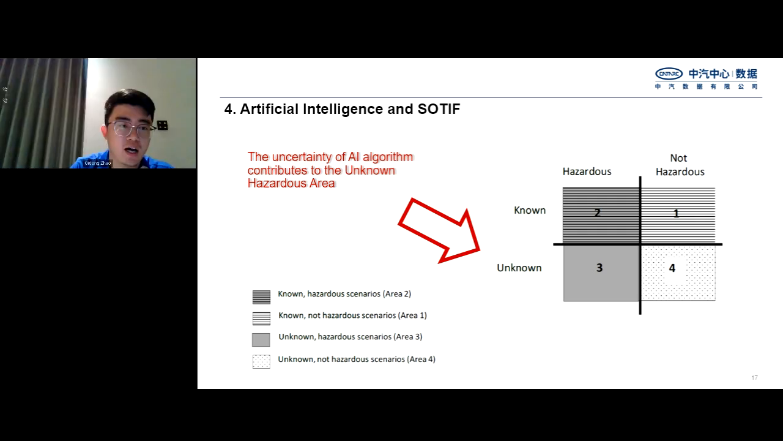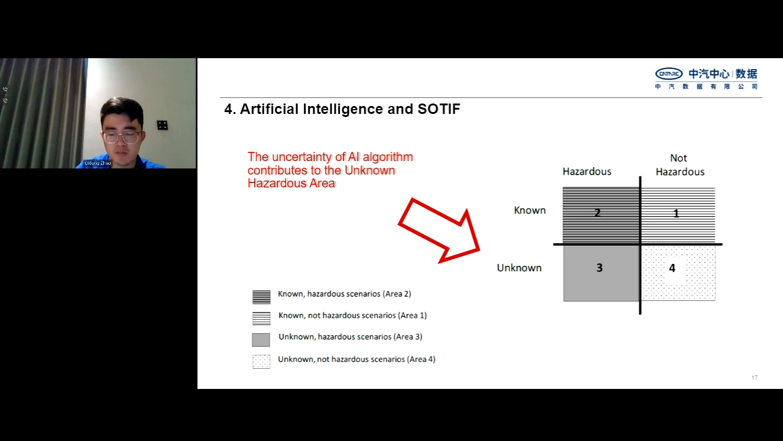Okay, thank you. So this problem cannot be covered by cybersecurity, and actually SOTIF provides at least a concept to deal with this. This graph gives us a basic idea about how we can categorize all these scenarios. In this graph, we have 4 regions in total: hazardous, not hazardous, known and unknown. If we already have some risks detected, then the scenario falls into area 2, which is the hazardous known scenario.